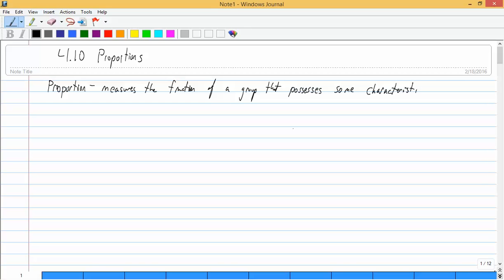and it measures some characteristic. Not too terribly complicated concept. Like if I was to say that a third of this class was absent today, that would be a proportion.